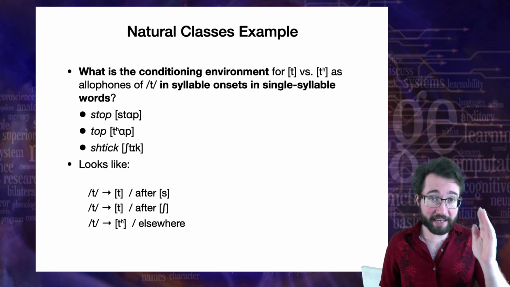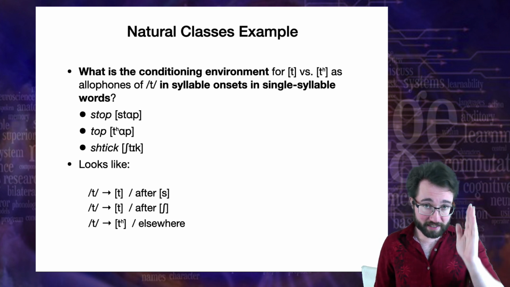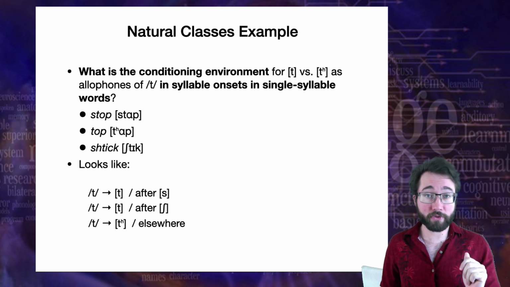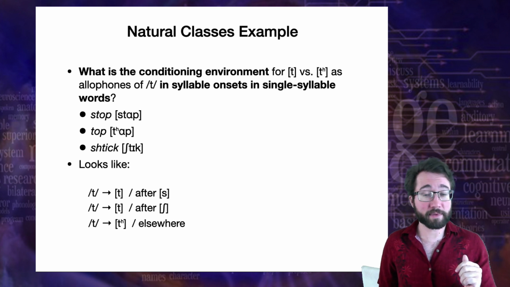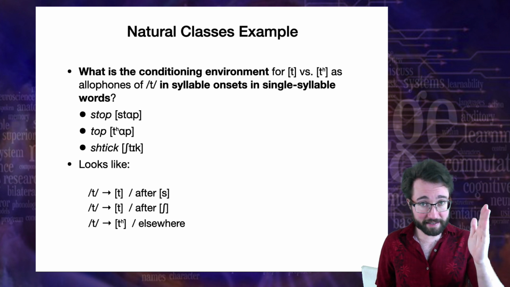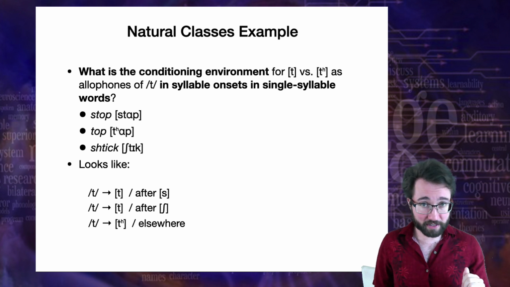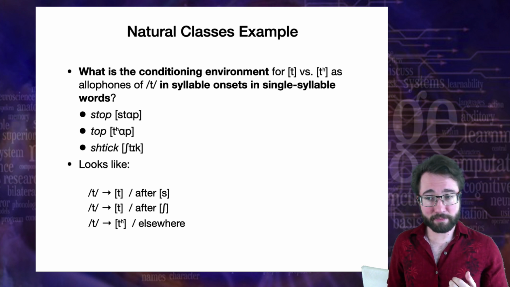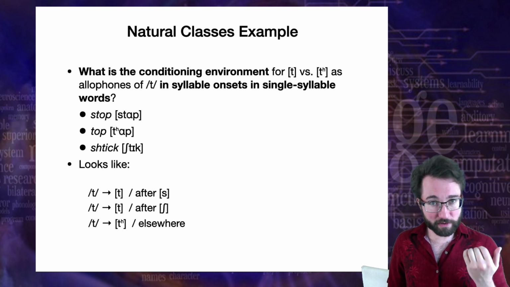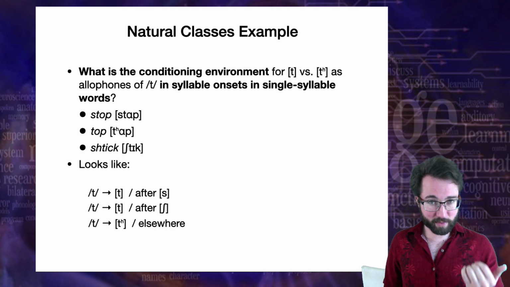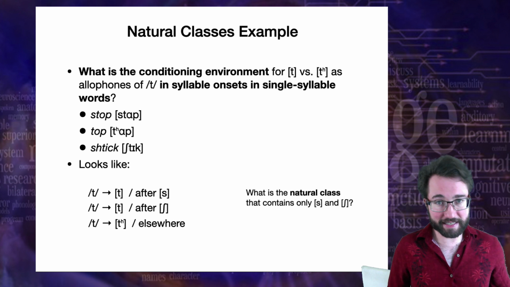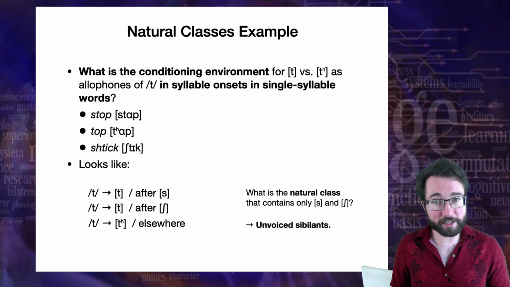What is that? Well, we have s and we have esh. So what's the natural class here? Well, we can think about the voicing, s and esh, both unvoiced. We can think about the places of articulation. S is alveolar, esh is post-alveolar. But what is the natural class that encompasses both of these sounds, s and esh, these sort of hissing sounds? Remember, those are sibilants. The natural class that contains these two things is unvoiced sibilants.